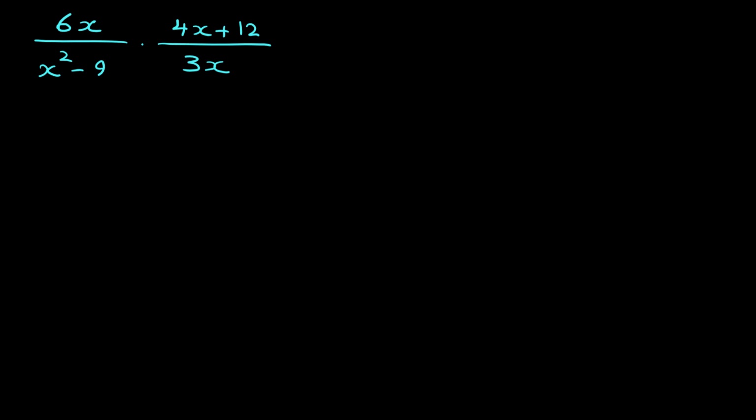In this video, we want to learn about adding, subtracting, multiplying, and dividing rational expressions. Let us start with this example: 6x over x to the 2 minus 9, times 4x plus 12, divided by 3x.